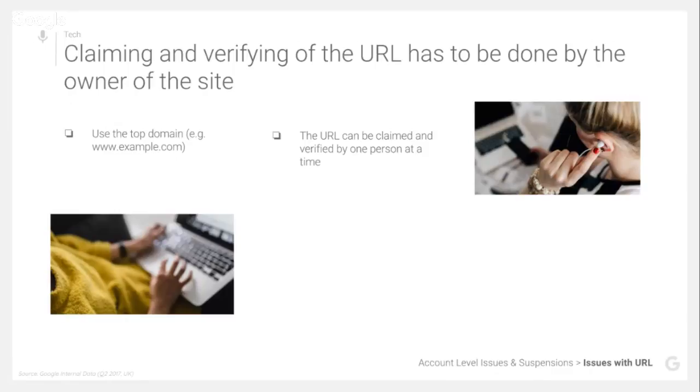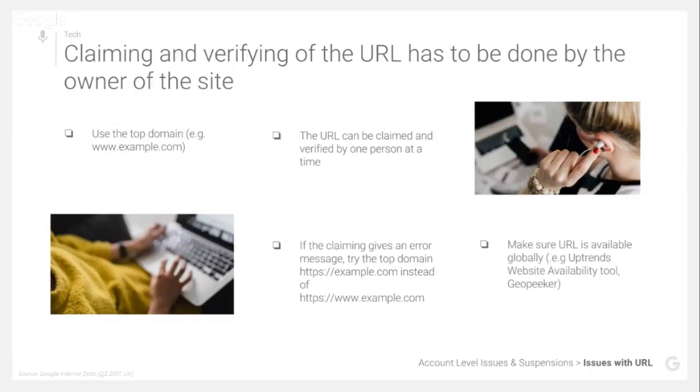This is the reason why there can be those claiming issues if there have been accounts before. It might give you a warning that there is another account that has had this site claimed before. So yes, trying the top domain instead of the extended domain is a very easy fix for that.